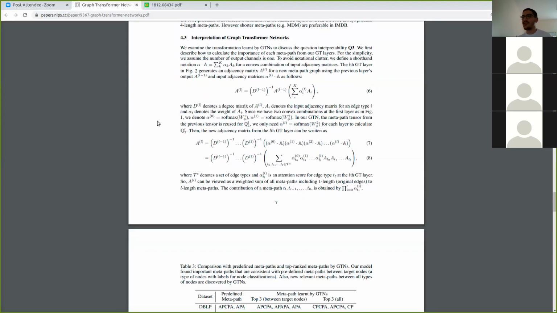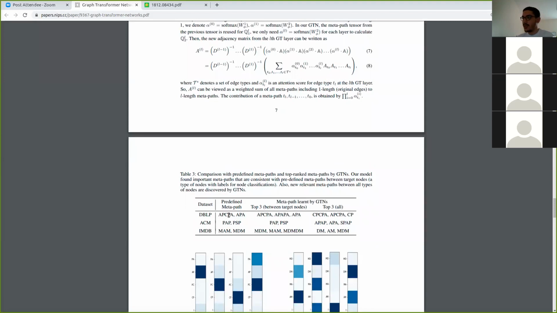The way this is done at a high level is that a score is assigned to the contribution of each metapath, and the ones with the highest scores are then compared with predefined, manually input metapaths on the data sets. The table here is of interest. These are the predefined metapaths. For the citation network, it would be author-paper-conference-paper-author, and one of the learned metapaths in the GTN is exactly that one.